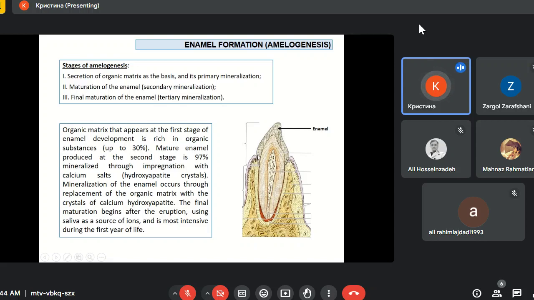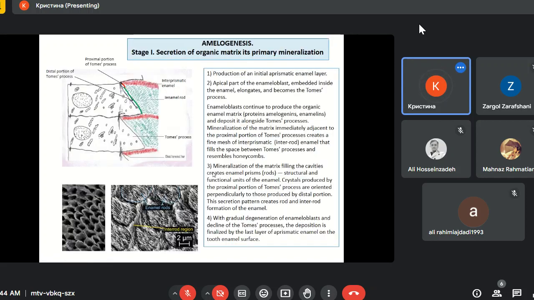Enamel has no cells because after production of enamel, the cells die with apoptosis, and enamel consists almost only of mineralized substance, of hydroxyapatite crystals. Only 2–3% is water and organic substances.